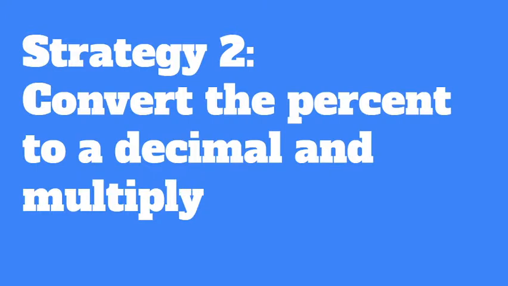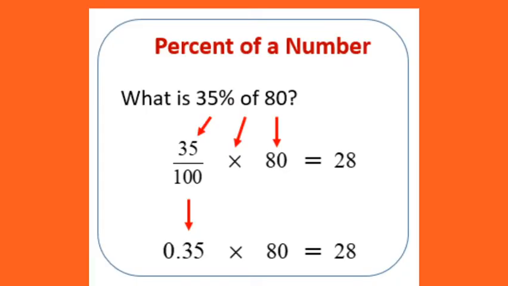Let's look at a second strategy, converting the percent to a decimal and then multiplying. I know that if we take a problem like 35% of 80, 35% is the same thing as 35 over 100, or 0.35. In other words, 35 hundredths. If I take 35 over 100 times 80, it's the same thing as taking 0.35 times 80. In other words, I switch the percentage to a decimal and then multiplied. 0.35 times 80 equals 28.